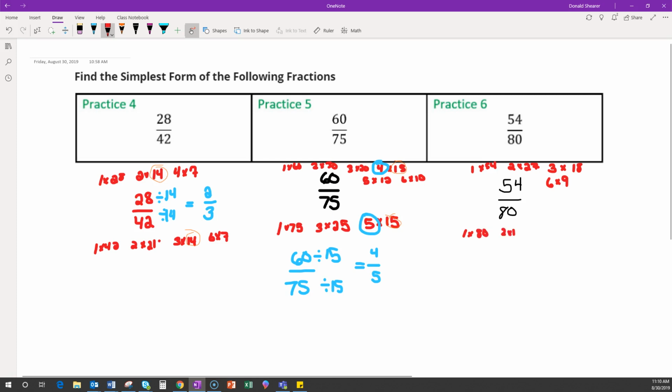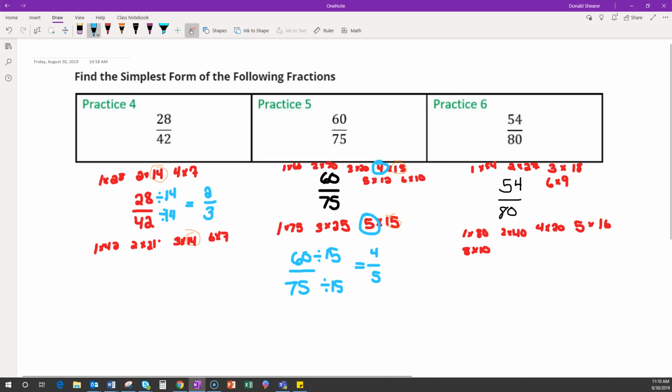2 and 40. 3 is not a factor. 4 and 20. 5 and let's see, 5 times 10 would be 50, so we need 30 would be 16, so 5 times 16. 6 is not a factor, 7 is not a factor, 8 times 10, 9 is not a factor, and then we would wind up back at 80.